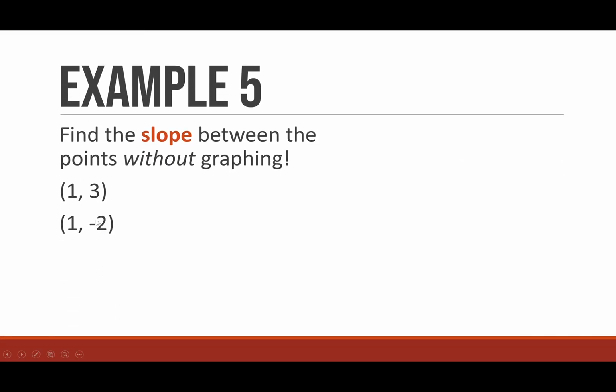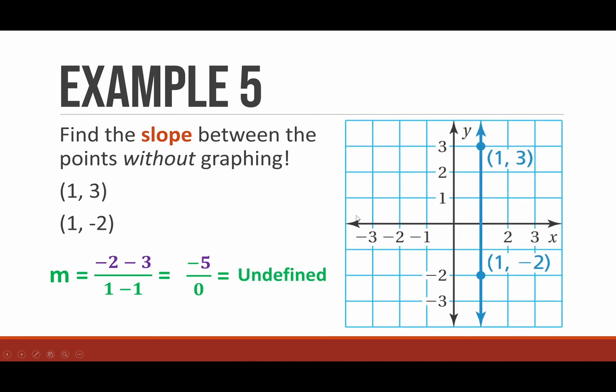Okay, and then let's take a look at example number 5. Again, we're going to subtract the y values first. So negative 2 minus 3 all over 1 minus 1. Okay, so if you do that, oh man, you can't have a denominator of 0. So that's obviously going to be undefined. Let me show you the picture. You see you have 1 comma 3 here and then 1 negative 2 there. Very, very easy. Super easy.